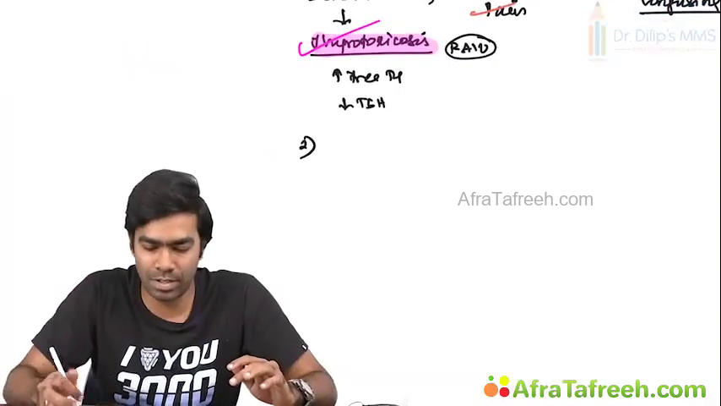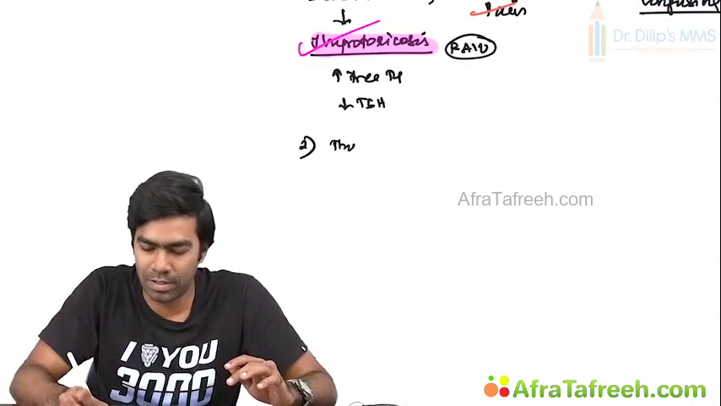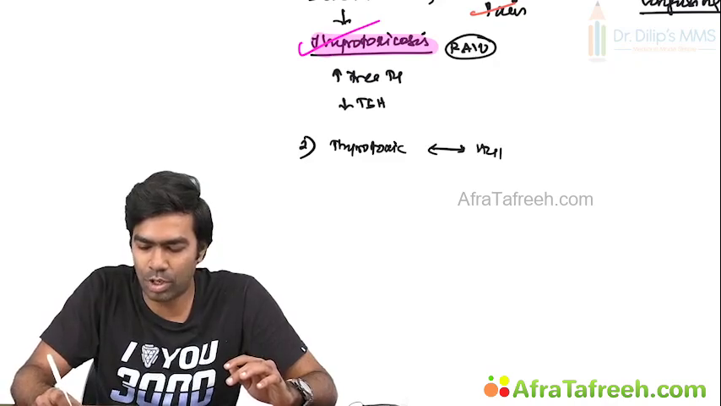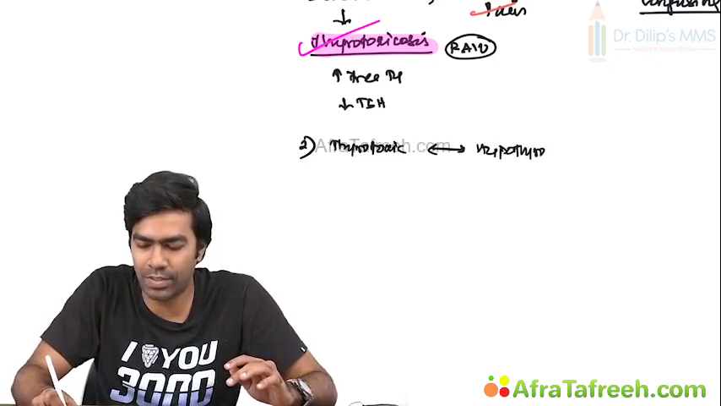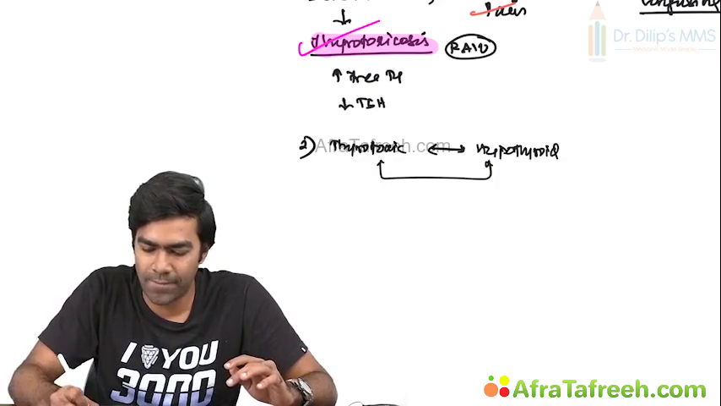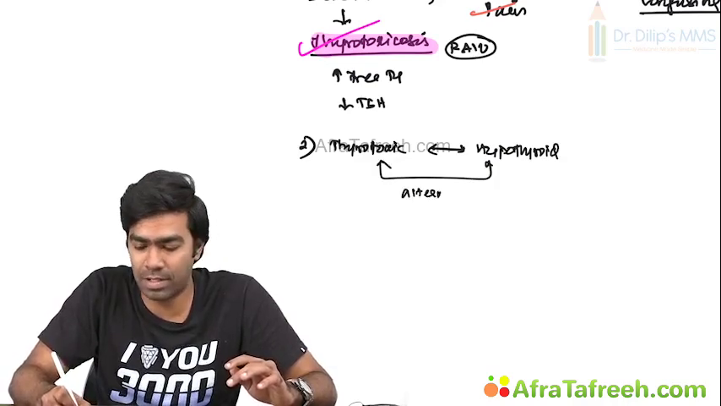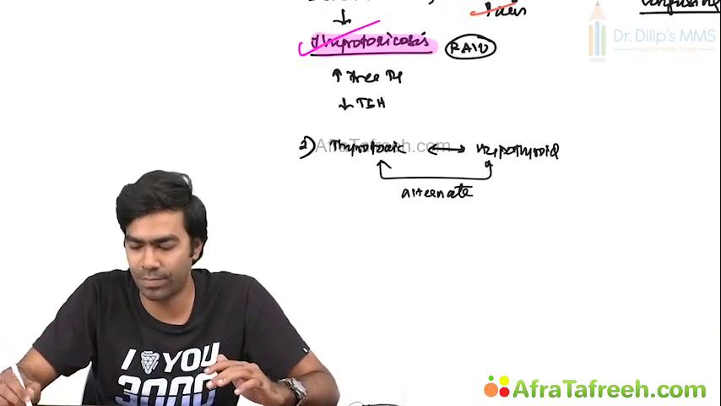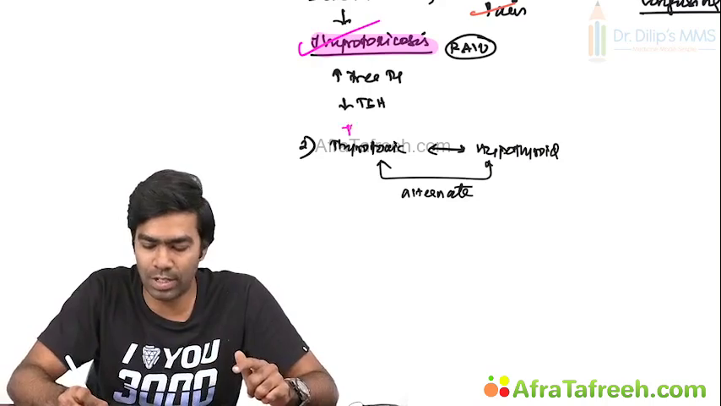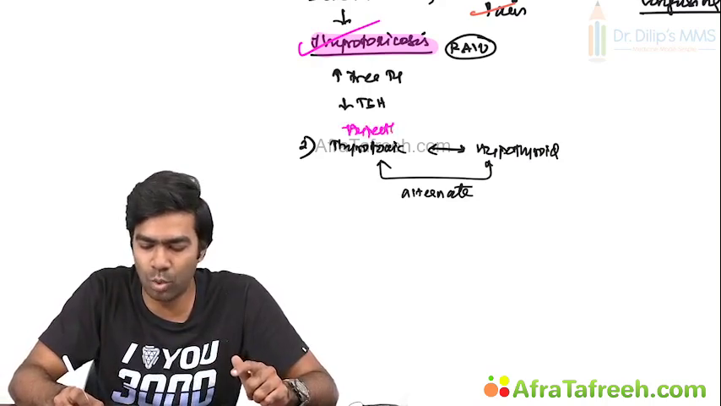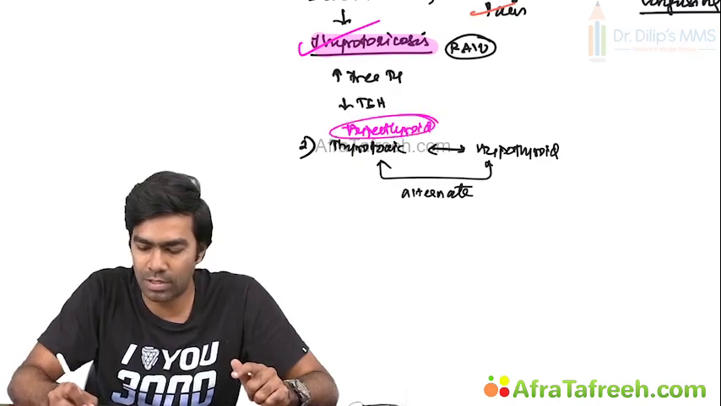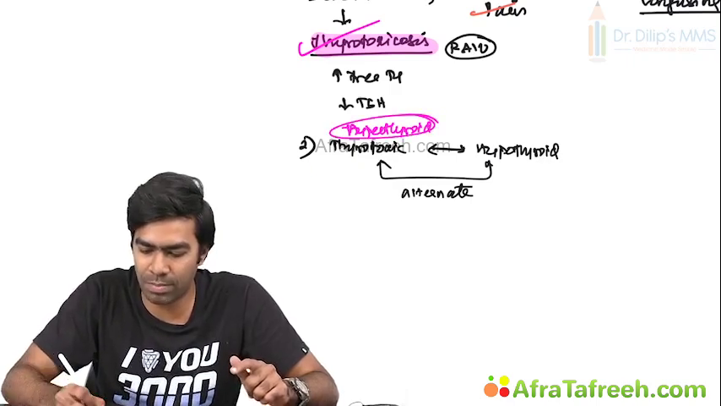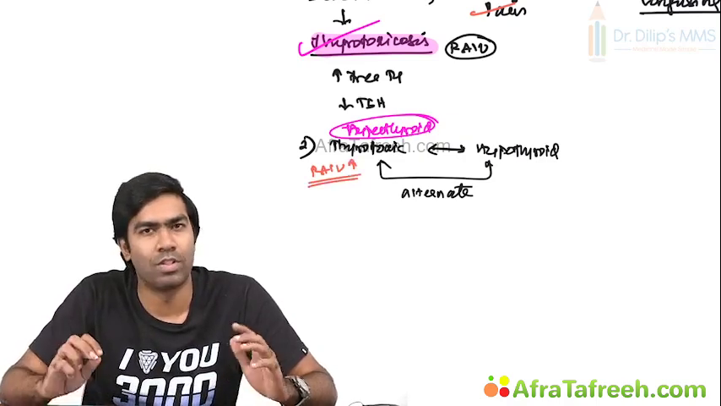The second variable presentation is where they have thyrotoxic and hypothyroid phases alternating with each other. This is a very, very rare presentation. If you take this patient, they will be truly hyperthyroid, which means the radioactive iodine uptake may in fact be increased during the thyrotoxic phase. Why is that?